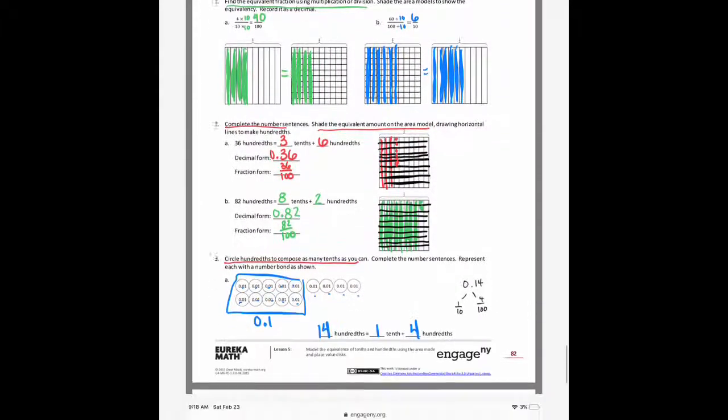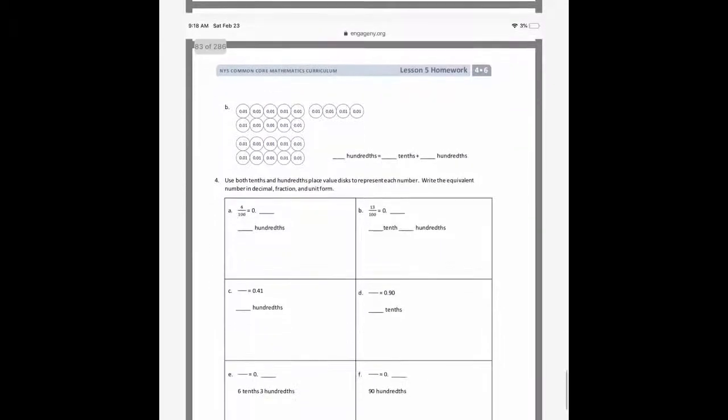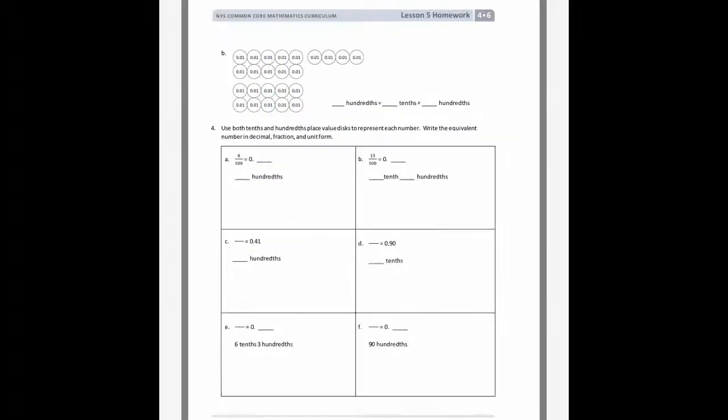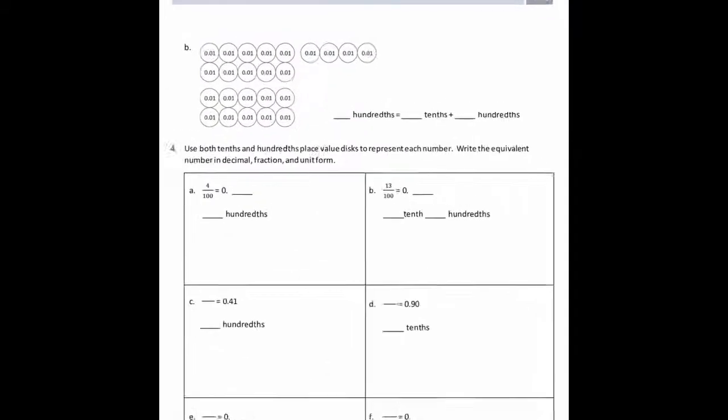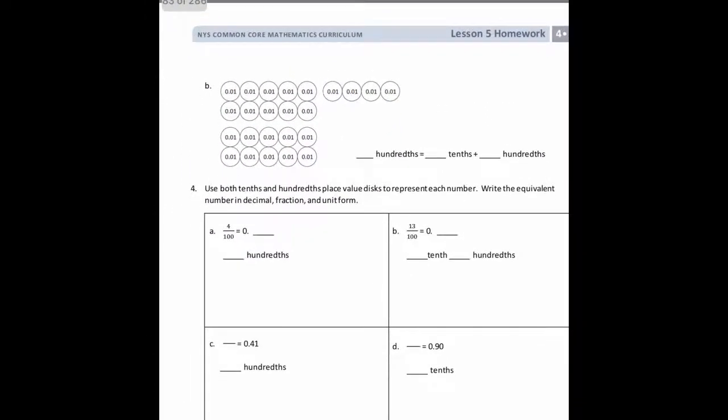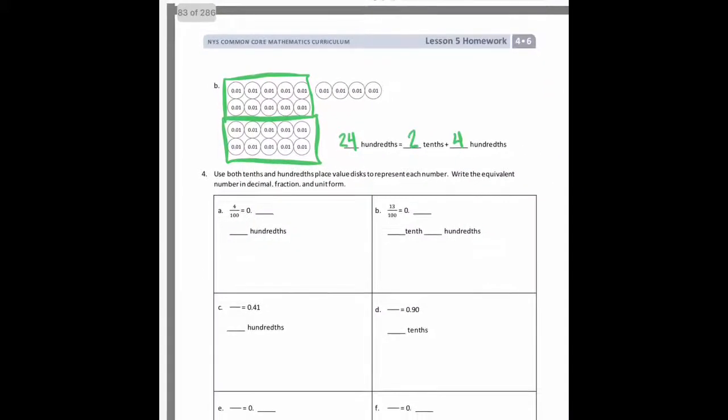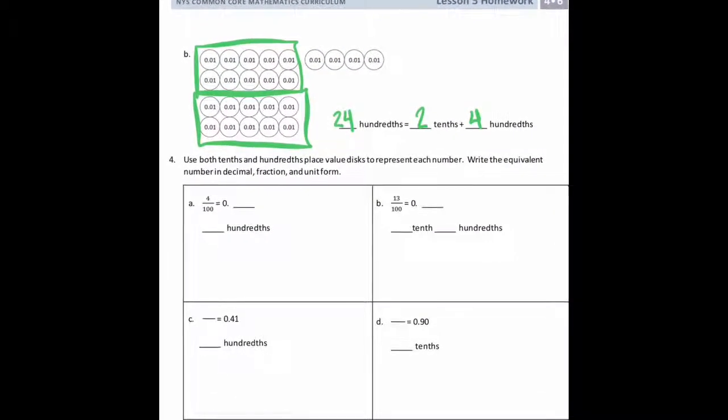So let's do another one. Okay, on B, it looks like I have 2 groups of 10 hundredths, so I'm going to box those in. Here's one group, here's another group, and then there's 4 extra that are out here by themselves. So that's 24 hundredths, 2 tenths, 2 groups of tenths, and 4 hundredths, which would be the same as 0.24 and 2 tenths and 4 hundredths.